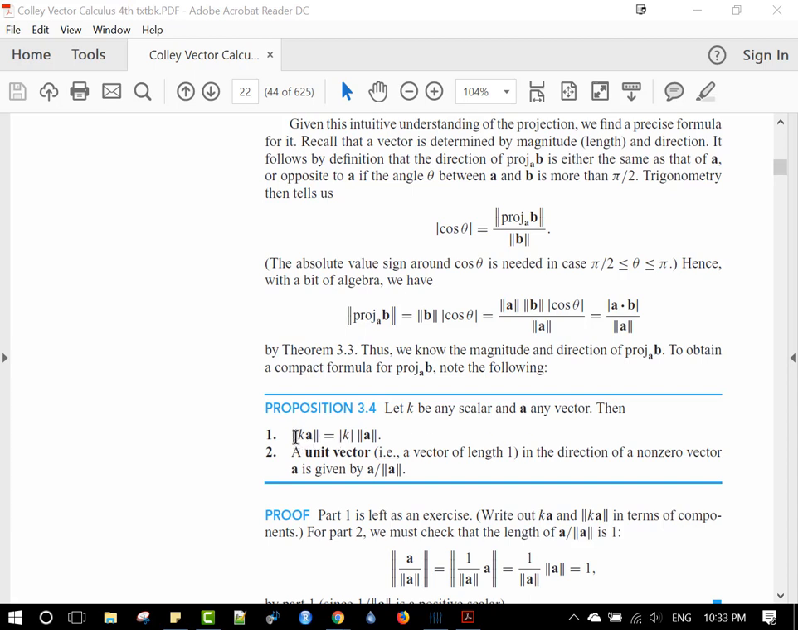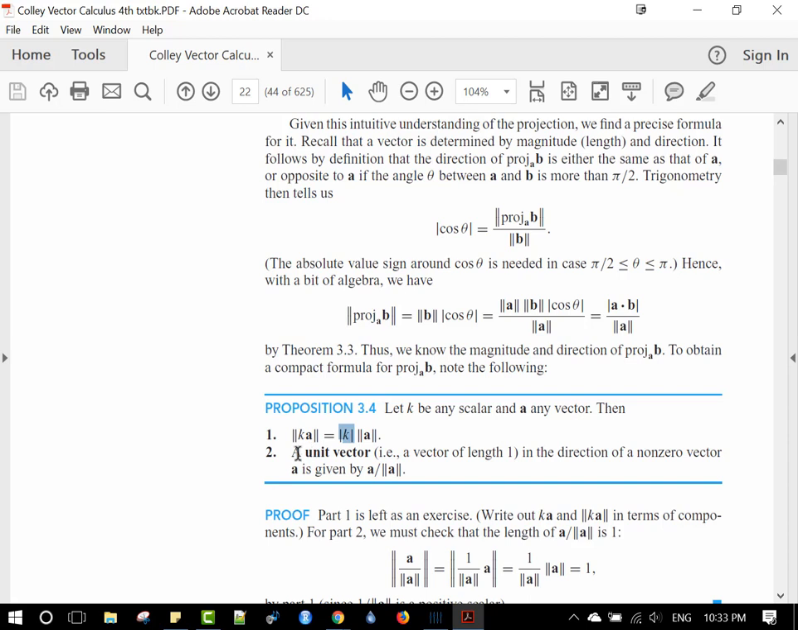This says that the norm of Ka is equal to the absolute value of K times the norm of A. By the way, why don't we have double bars here? Because K is a number. We don't put double bars around a number. Double bars are used for vectors. Okay? So anyway, this can be proved.